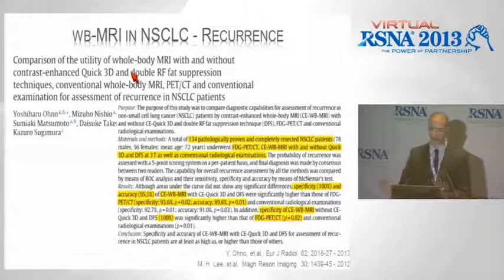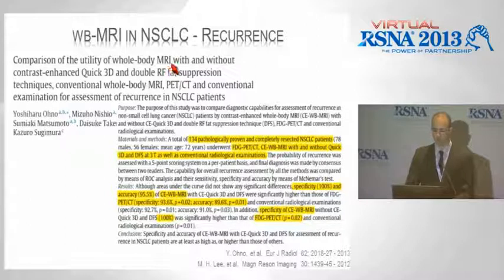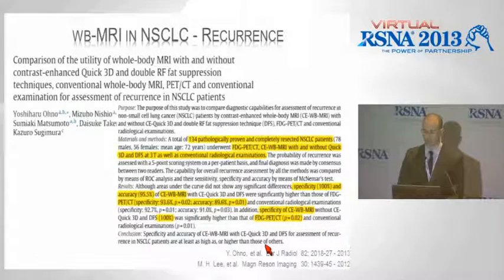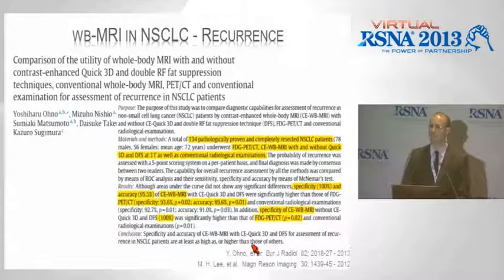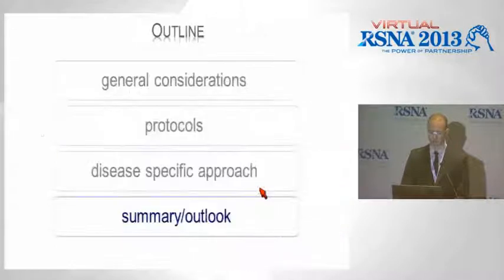This is a more complex study. I don't want to go into too many details because we used a very elaborate setup of protocols, but what they basically found is that whole body MRI is at least similar to PET CT and in some instances superior in detecting recurrence in lung cancer.